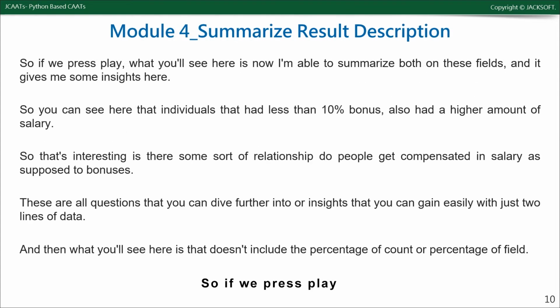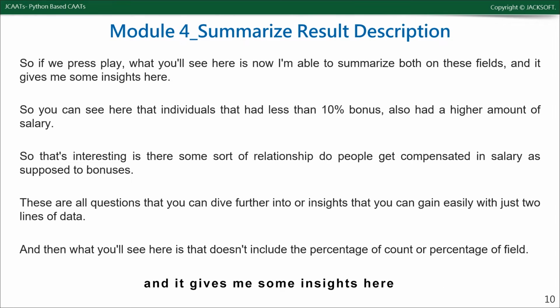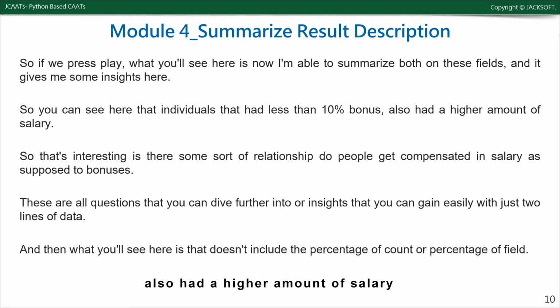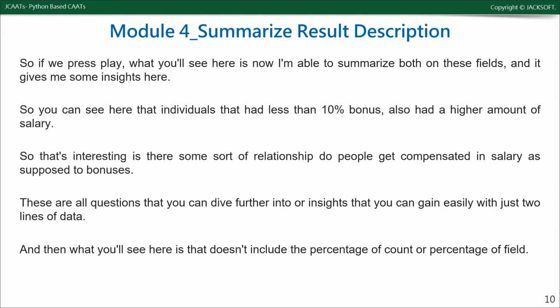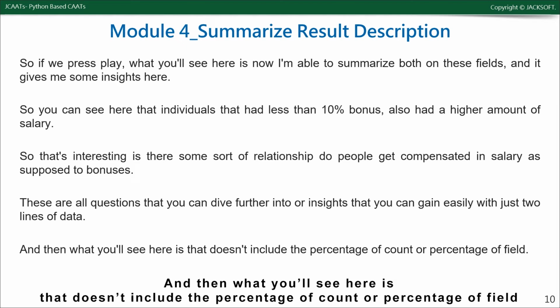So if we press play, what you'll see here is now I'm able to summarize on both of these fields, and it gives me some insights. You can see that individuals that had less than 10% bonus also had a higher amount of salary. That's interesting. Is there some sort of relationship? Do people get compensated in salary as opposed to bonuses? These are all questions you can dive further into, or insights you can gain easily with just 2 lines of code. And then you'll see that this doesn't include the percentage of count or percentage of field.